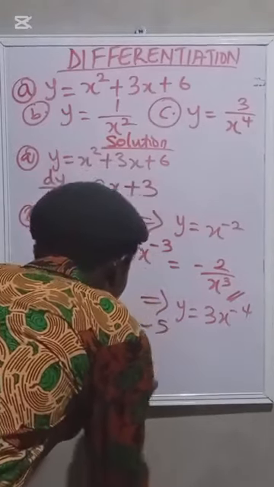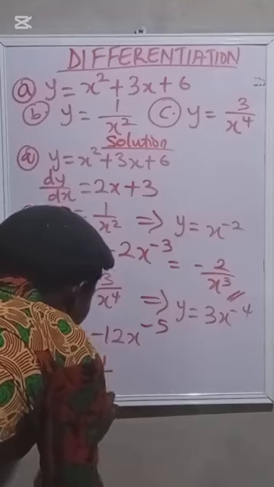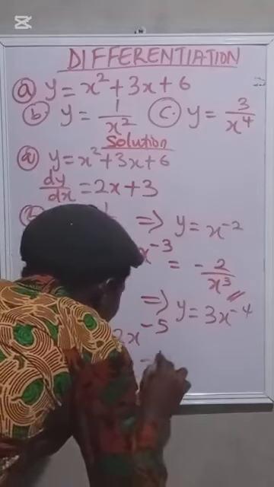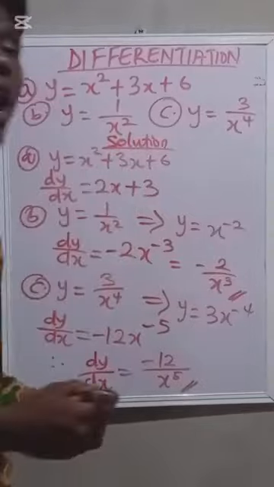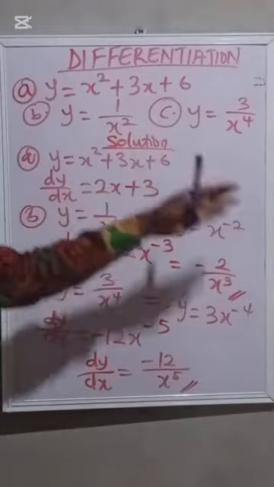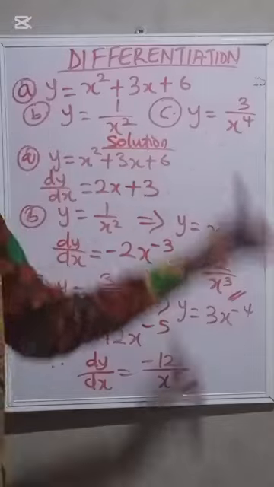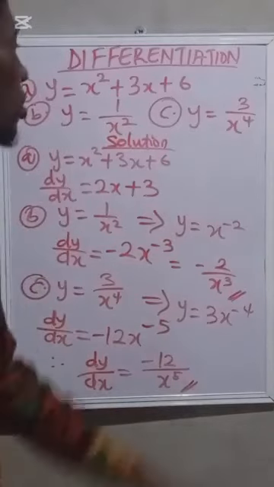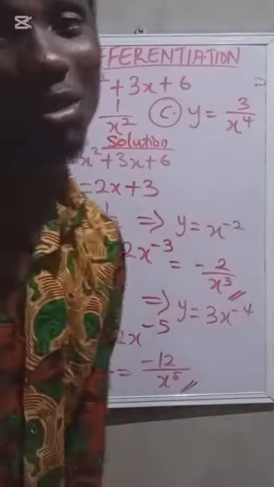So therefore, your dy/dx is going to be equal to minus 12 over x to the power 5. So this is how to solve your question. You can see it's very, very simple. You can solve these 3 questions in 20 seconds or at most 30 seconds, and then you're good to go. So just meet this type of question and it's going to be lovely.